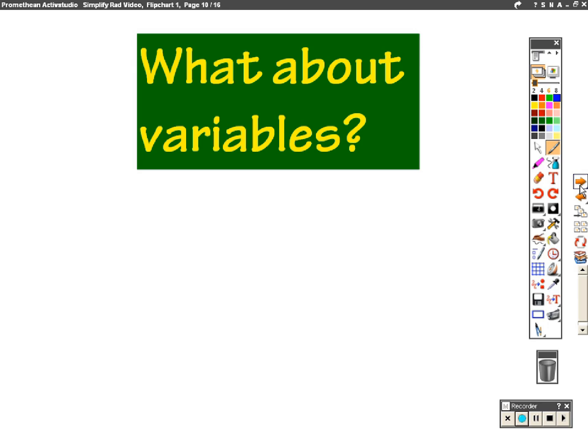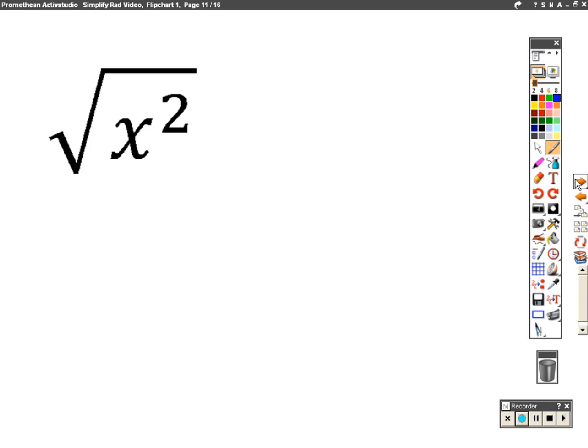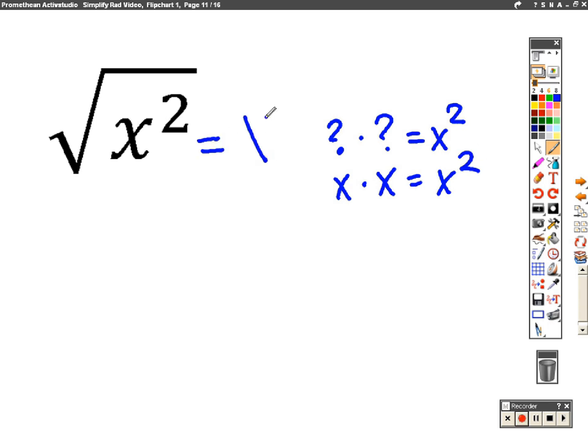And I always get the same next question. What about if there's a variable? Oh my gosh, there's a variable. What are we going to do? Freak out? Don't freak out, okay? Variables are fine. Think about x squared. If you're finding the square root of x squared, you try to say what number multiplied by itself magically gives me x squared. Well, guess what? It's x. So the square root of x squared is x.